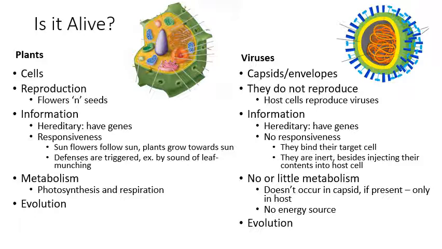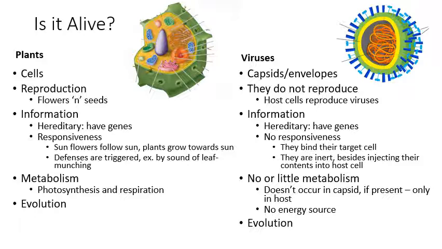So plants have hereditary information in the form of genes. Viruses actually also have hereditary information in the form of genes. For plants, their genes are always carried on DNA. For viruses, some of them have their genes carried on DNA, some of them have them carried on RNA, but they all have genes. So that's finally one characteristic that they are able to meet, at least halfway. Of course, the other half of information is responsiveness to environmental information, and that's where viruses are coming up short.